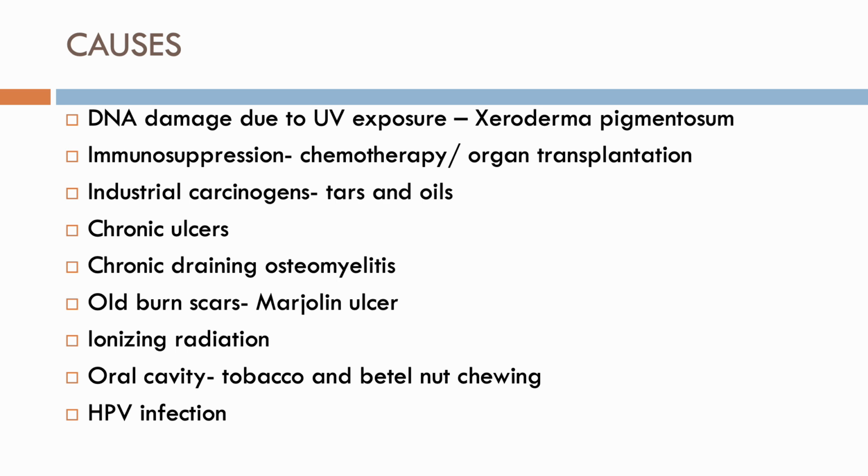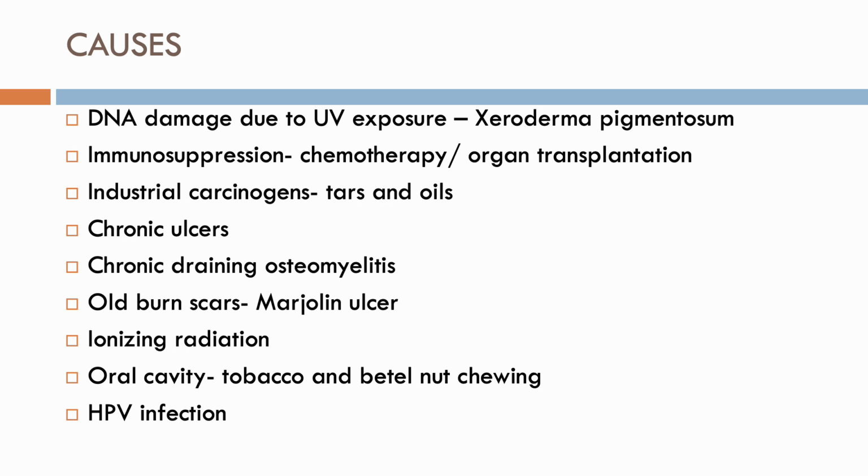Coming to the causes of squamous cell carcinoma: DNA damage due to UV exposure, like in the case of xeroderma pigmentosum. So what is xeroderma pigmentosum? It is a rare inherited genetic disorder which makes the skin and eyes of the patient extremely sensitive to UV radiation. The second cause is immunosuppression, like in the case of post chemotherapy, post organ transplantation, etc.